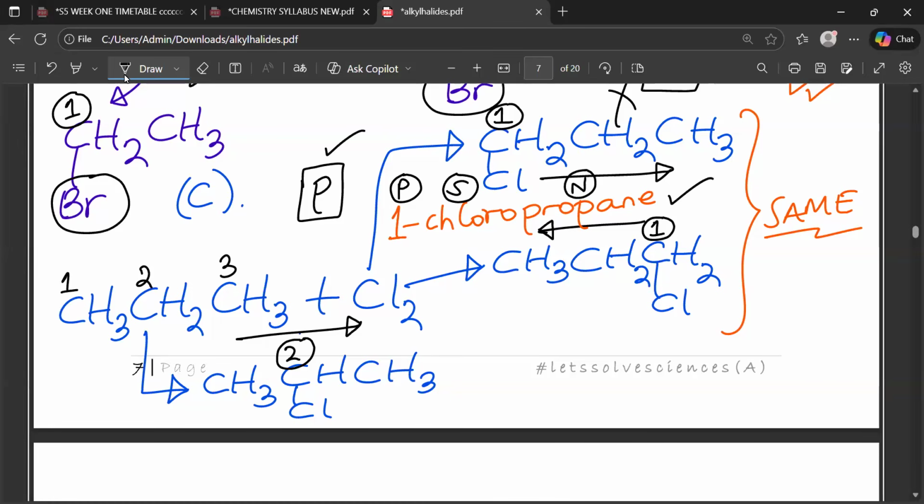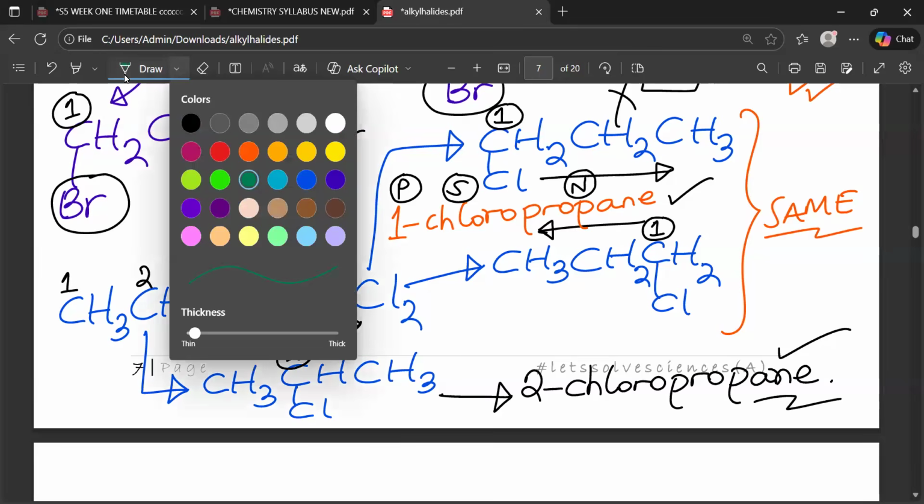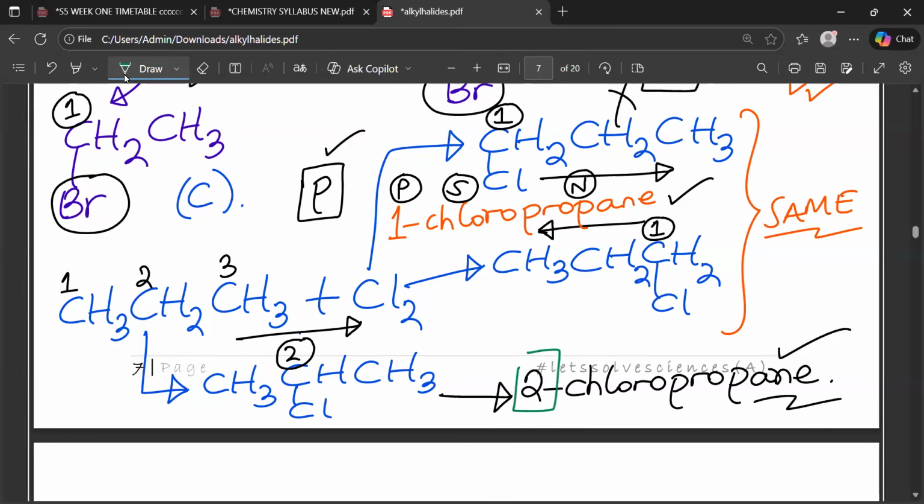Then this last one, it is 2-chloro. Why? The chloro group is on carbon number 2 of propane, or on carbon number 2 of the propane carbon skeleton. 2-chloropropane, 1-chloropropane. As simple as that.